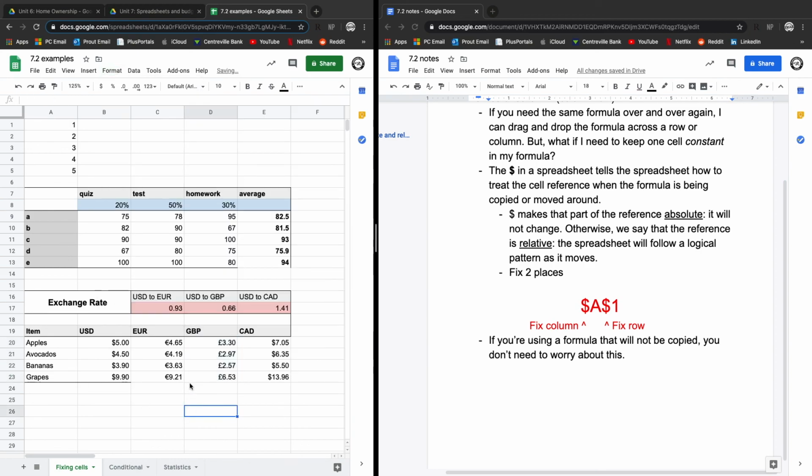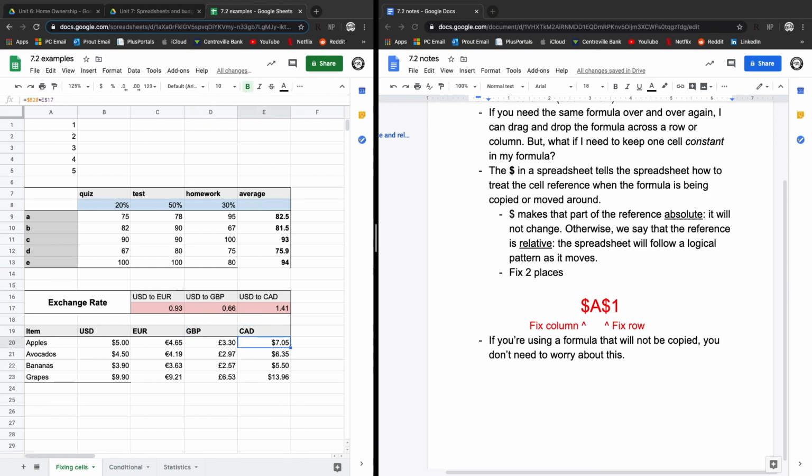All right, so if you notice now I've moved horizontally across the row, but I'm still always picking from column B. I'm picking from the appropriate column still. I'm not now converting euros to pounds. I'm always converting dollars to pounds, dollars to euros, dollars to Canadian dollars.